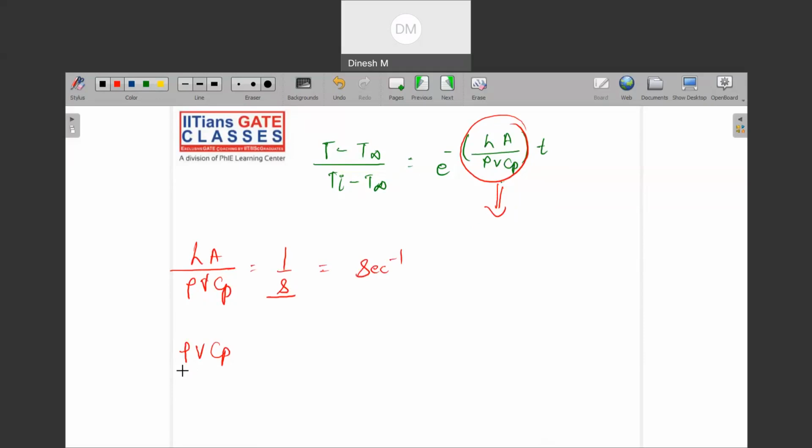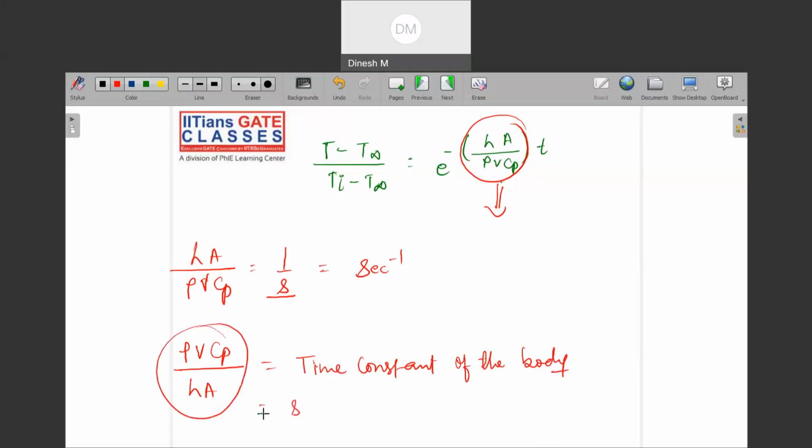So what I do is convert it into seconds. What is the second now? Rho V Cp upon hA. So this group is called what? Time constant. This group is called the time constant of that body. And second, most important, this time constant has units of seconds only. Okay.